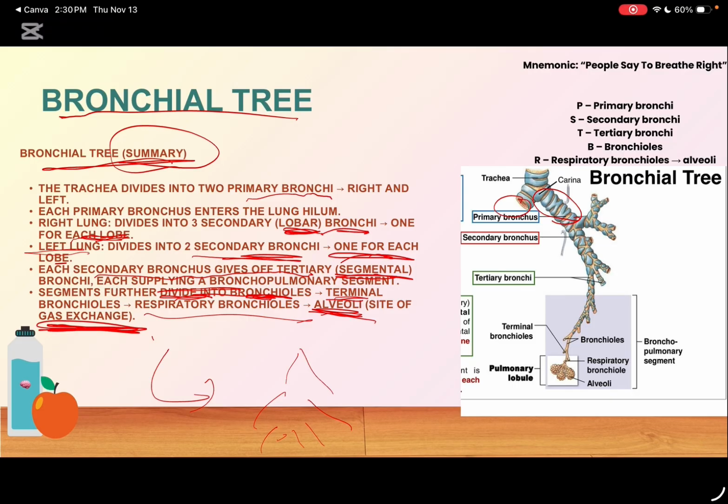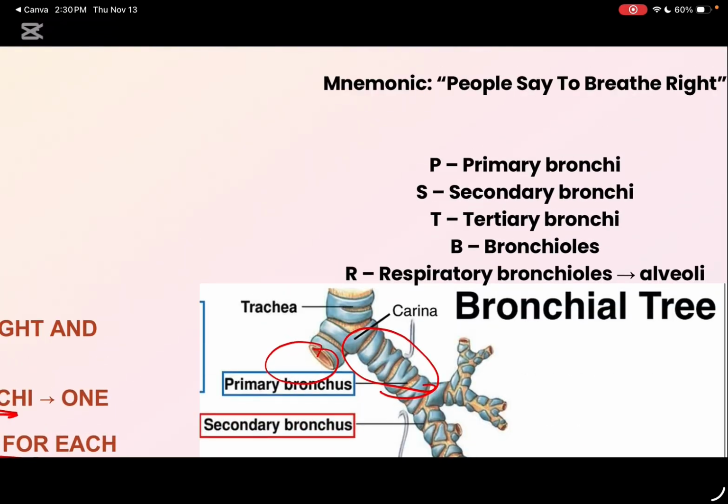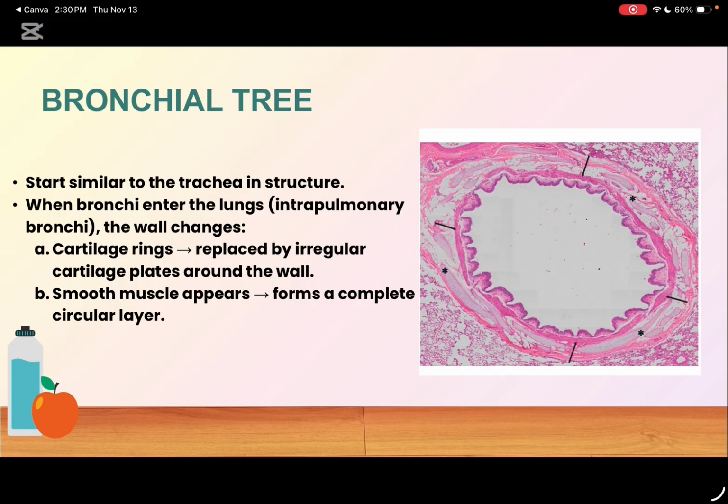And of course, I'll not leave you guys with no mnemonic for this one. People say, to breathe right, you have to breathe right with what? Primary bronchi, secondary bronchi, tertiary bronchi, bronchioles, respiratory bronchioles, eventually alveoli.